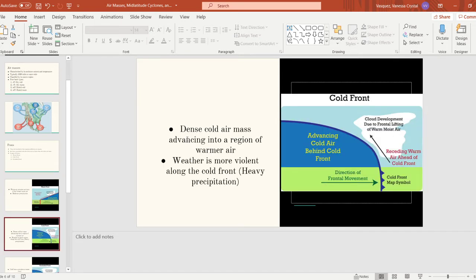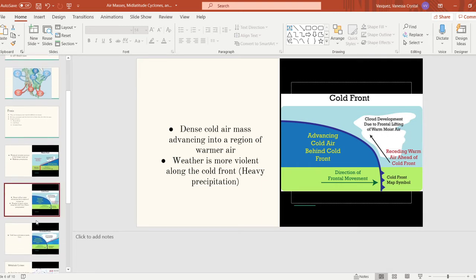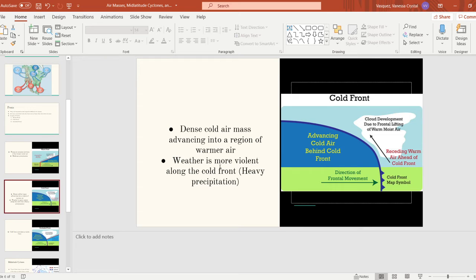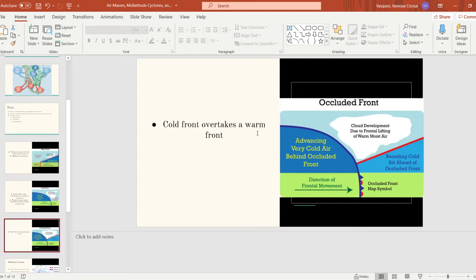And then in the cold front, a dense cold air mass advances into a region of warmer air. This dense cold air mass creates a wedge, which forces the warm air to rise, creating heavy precipitation. So in both cases, the warm front and the cold front, the warm air is always rising. And then an occluded front means that the cold front overtakes a warm front. As you can see in this diagram, the cold front has caught up to the warm front, and it's creating this symbology.